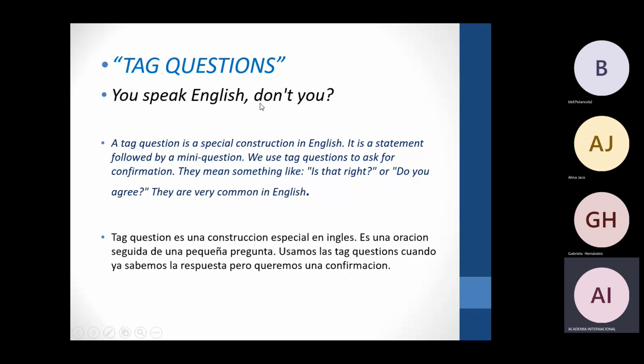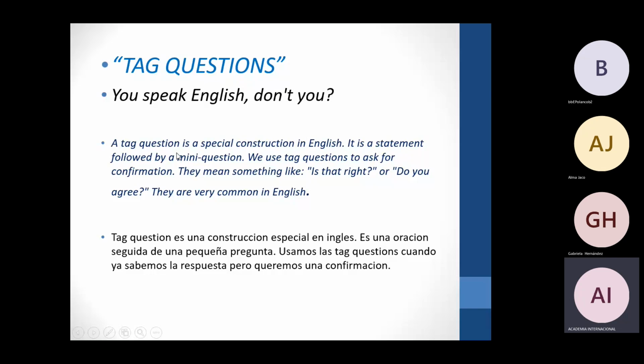Then we have like an interrogative structure. Tenemos como una estructura interrogativa esto. Don't you? Incluso, we are using a question mark at the end. But what does that mean? ¿Qué significa eso? Okay, we're going to read a little bit about it.